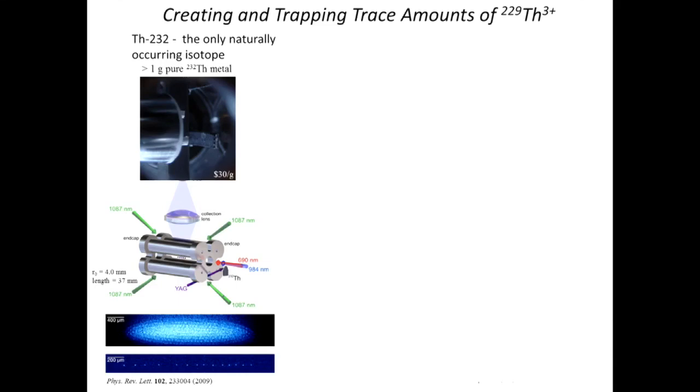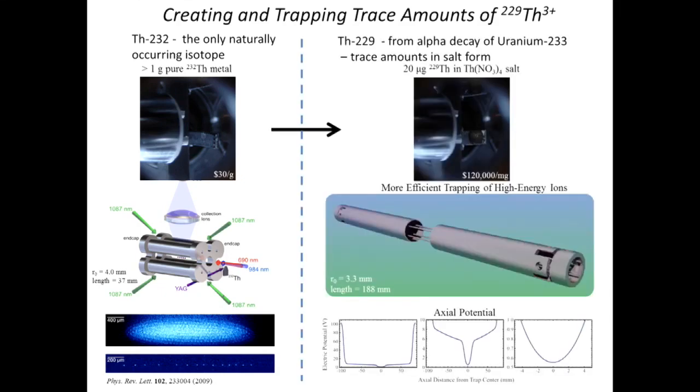A few years back, we trapped and cooled the thorium-232 isotope, and these are some of the first pictures of our ion crystals that we got at that point. The transition to thorium-229 presented a number of challenges. First of all, for thorium-232, we could have grams of this metal, whereas for thorium-229, we could only have micrograms of this material, simply because, well, there are two issues. The cost was quite significant, but it also presents some issues from the radiological safety point of view. So you might not want too much of this stuff in your lab anyway.